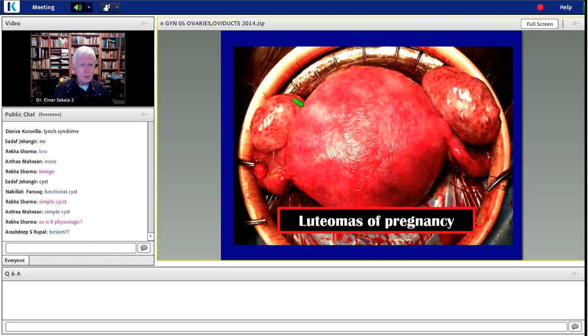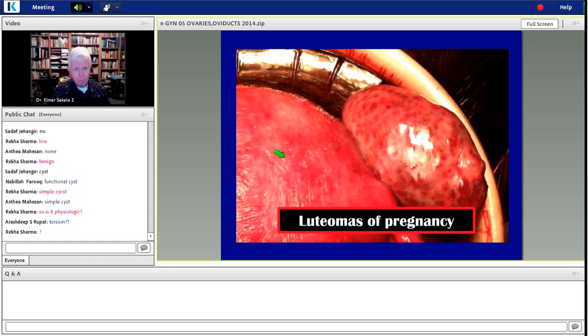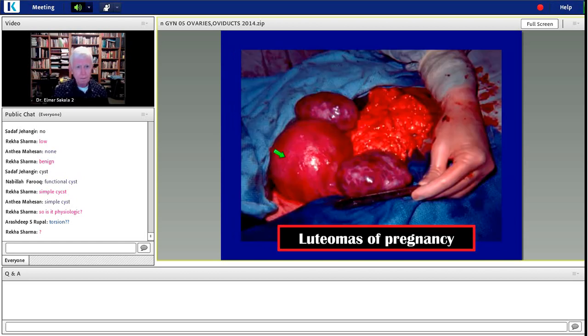Now, here you can see we have bilaterally enlarged ovaries. And this almost looks a little bit like tapioca. These are luteomas of pregnancy. When you have bilateral ovarian enlargement in pregnancy, it is almost always going to be a hormonally induced effect. Don't remove them, leave them alone, and as the hormones come down, they will go away.